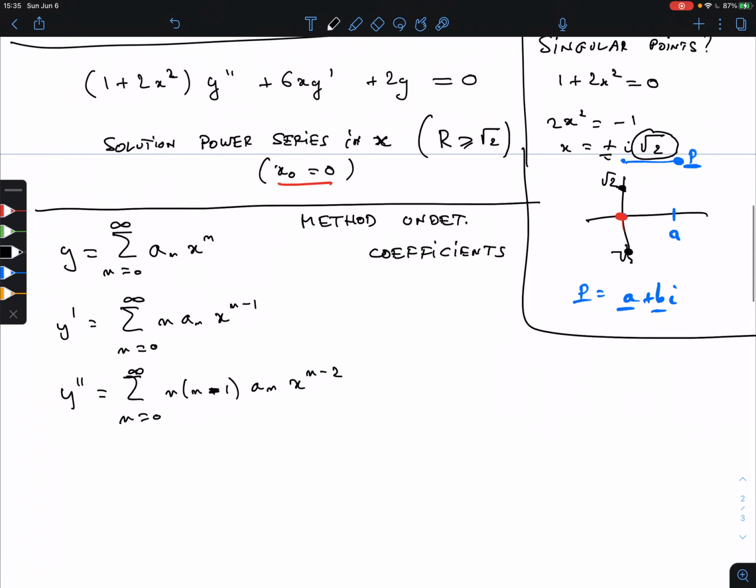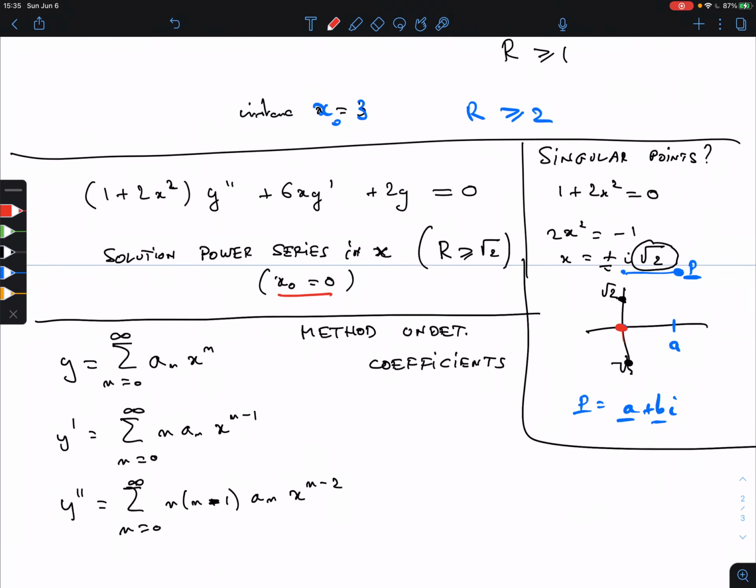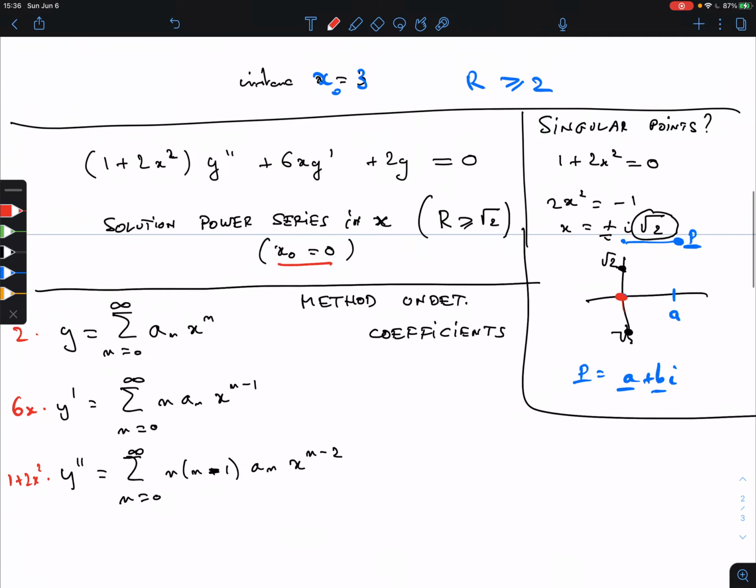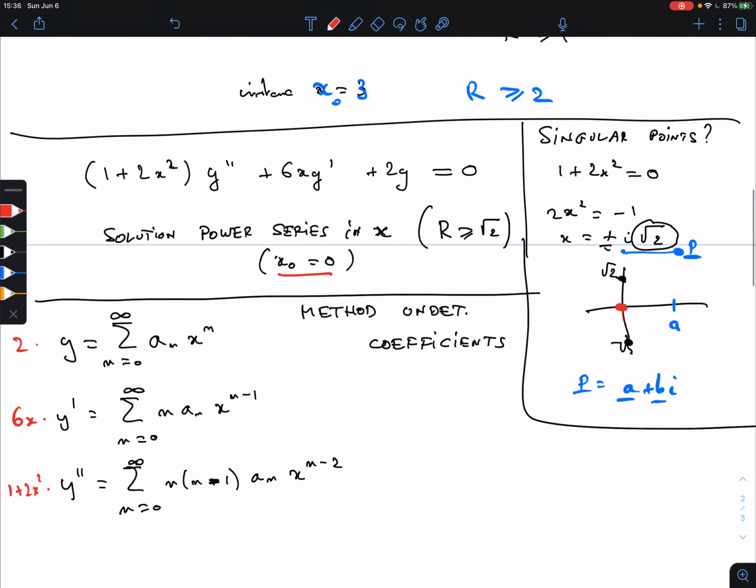So we would have, I'm going to be a little bit lazy here and put the coefficients here. So this will be 2 times y, this will be 6x times y prime, and this will be 1 plus x squared times y double prime. Okay. Now notice what happens here with the powers. This x with this x^(n-1) is going to make it x^n. We're going to have to add 2y plus 6x y prime plus (1 plus x squared) y double prime. We have to add them.